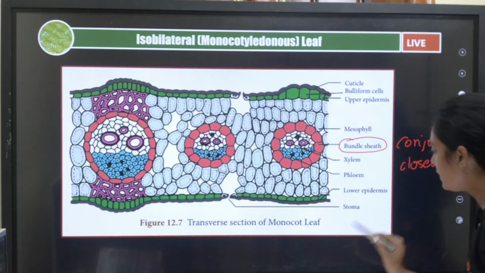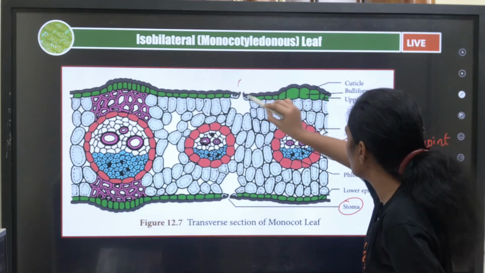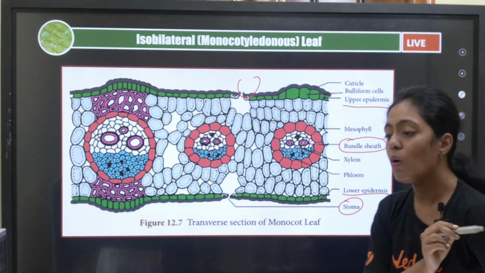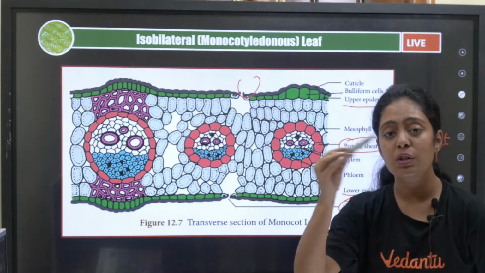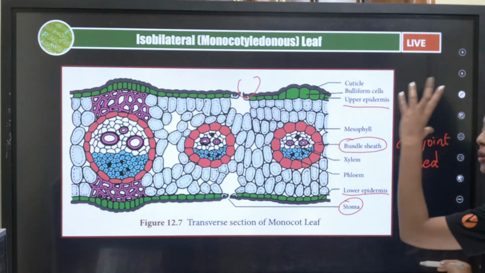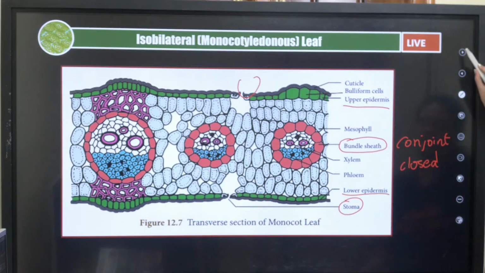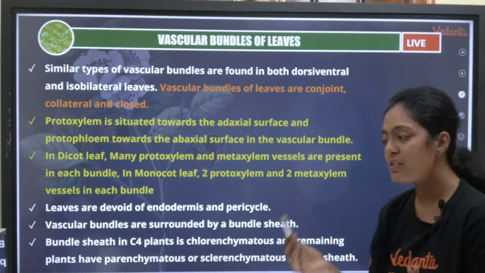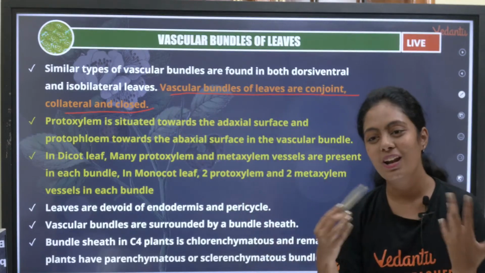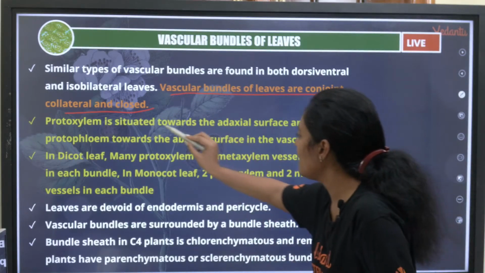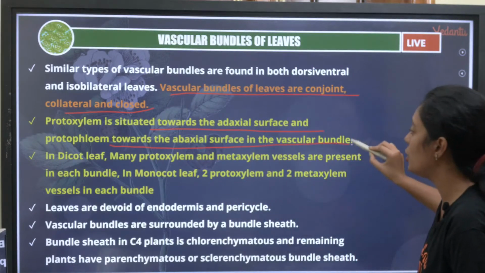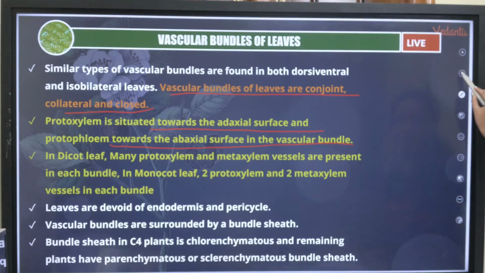That's it. Rest of the things we discussed: there are stomata on both the upper surface and lower surface. You have an upper epidermis and a lower epidermis, and the thickness of the cuticle is the same on both surfaces. So this is about your isobilateral leaf. How are the vascular bundles? They are conjoint, collateral and closed. This I already discussed. Protoxylem is situated towards the adaxial surface and protophloem towards the abaxial surface. Let me show this.